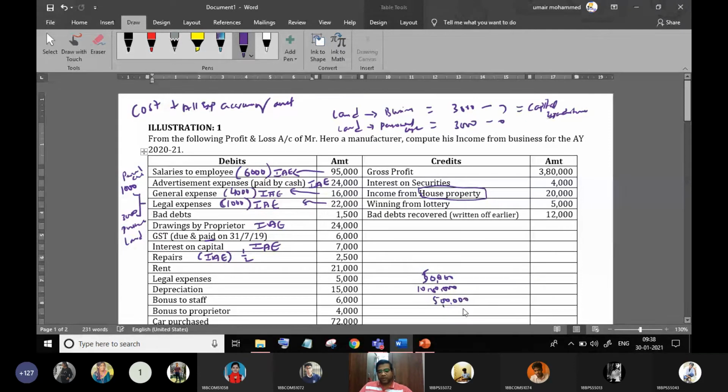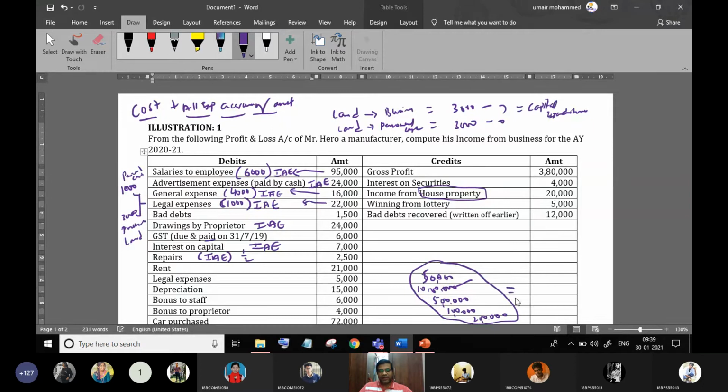Now, in order to install that machinery in my factory, I've spent 1 lakh. Now, for insurance, I've spent another 2 lakhs. If I ask you which is capital expenditure in this, the answer is apply this formula. What is capital expenditure? Cost of the asset plus all the expenses incurred in acquiring the asset.